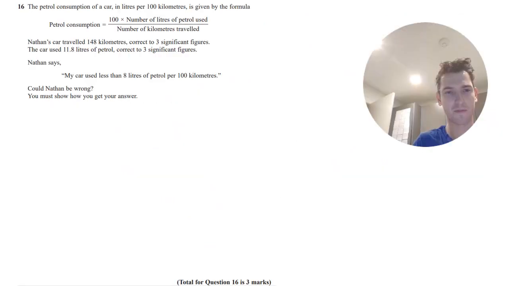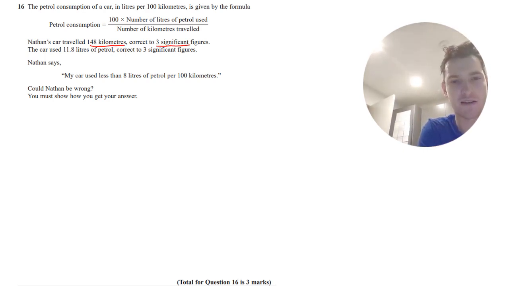Okay, let's keep going. Question 16. The petrol consumption of a car in litres per 100 kilometers is given by this formula. Okay, Nathan's car travelled 148 kilometers, correct to 3SF. Okay, so this looks like a bounds question because it says correct to 3SF. We're also told how much petrol it used. And Nathan says, my car used less than 8 litres of petrol per 100 kilometers. Could Nathan be wrong?